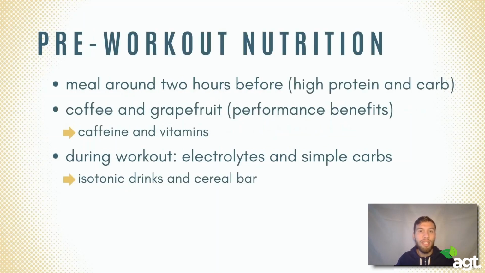So what should you eat before a workout? You should have a meal around 2 hours before, and that meal should include high protein and high carb. If that meal is more than 2 hours before, you will probably be lacking some energy. But if that meal is less than 2 hours before, like only half an hour before, then you won't have digested fully. So that 2 hour mark is about the time when you want to have that pre-workout meal.